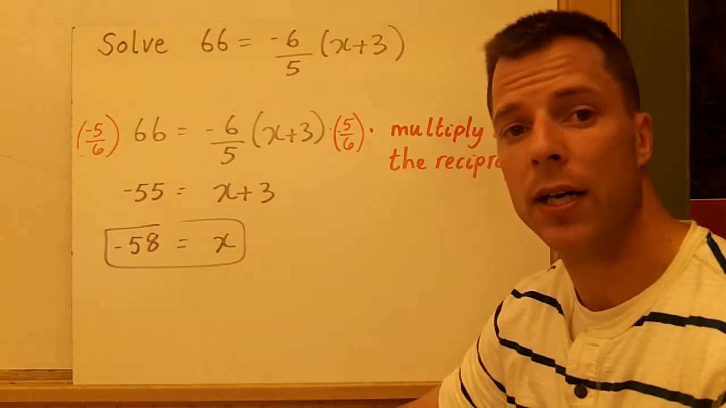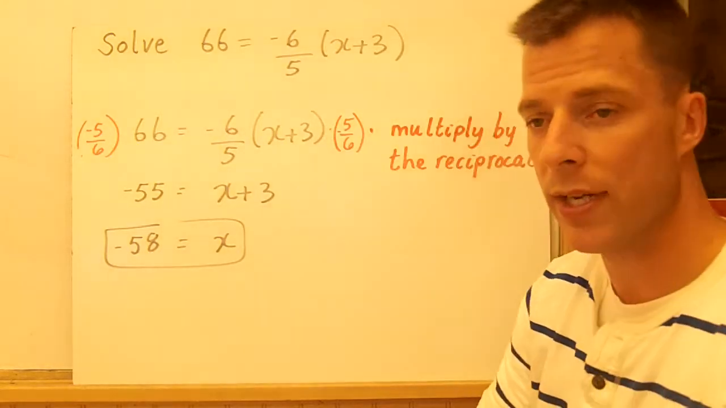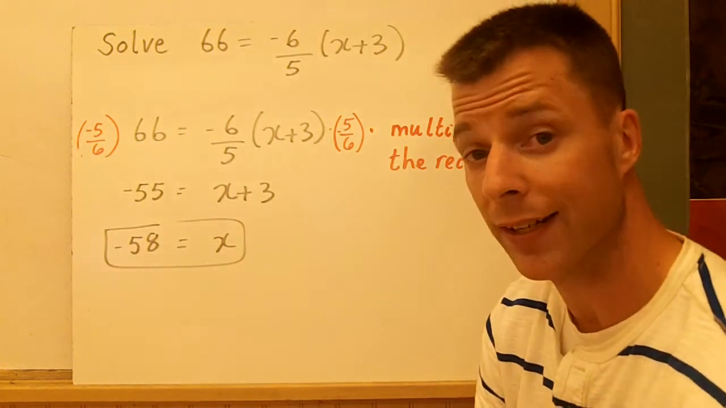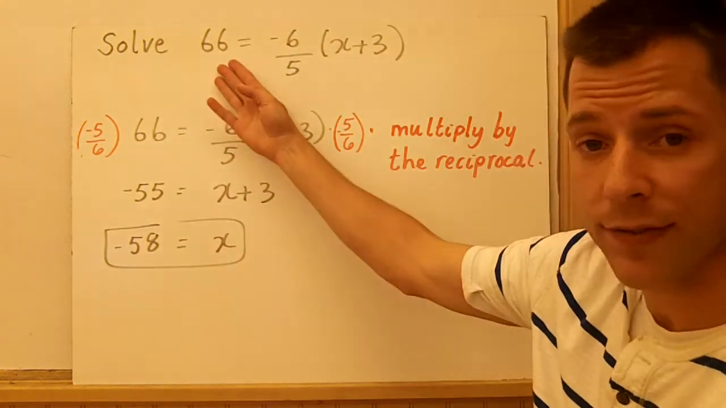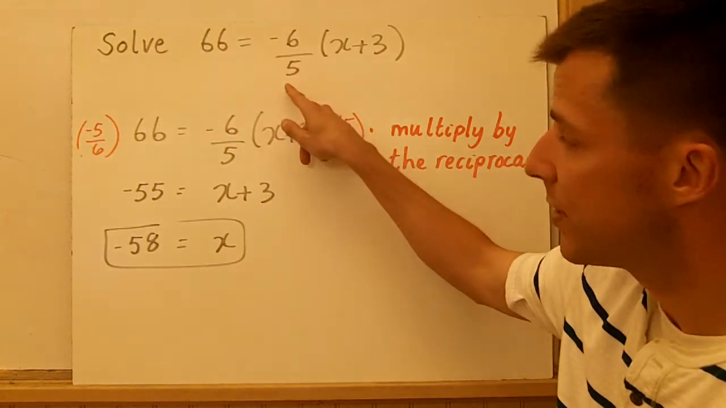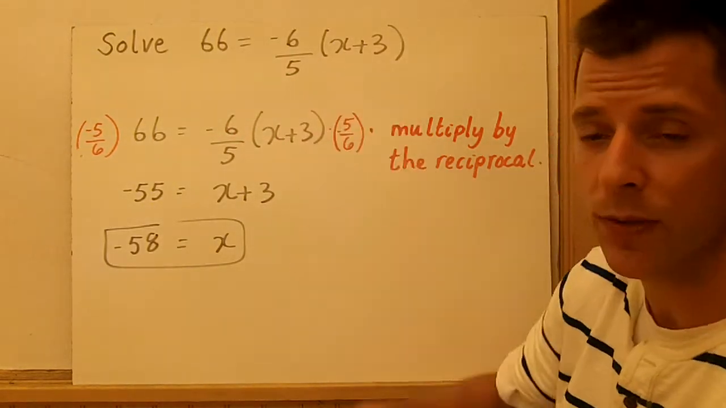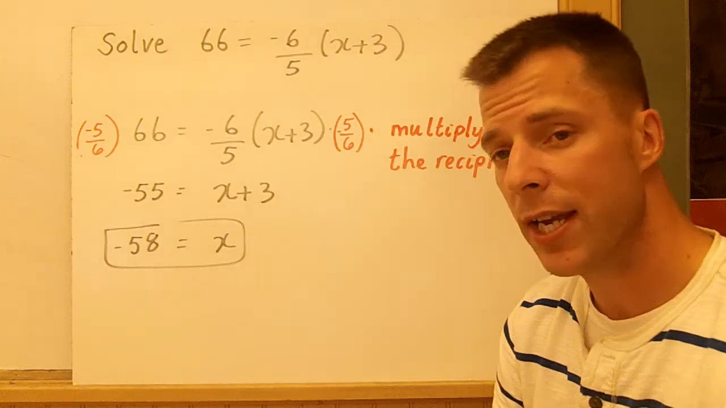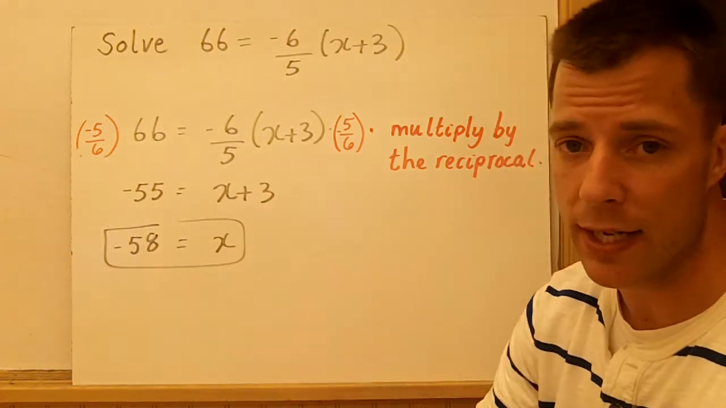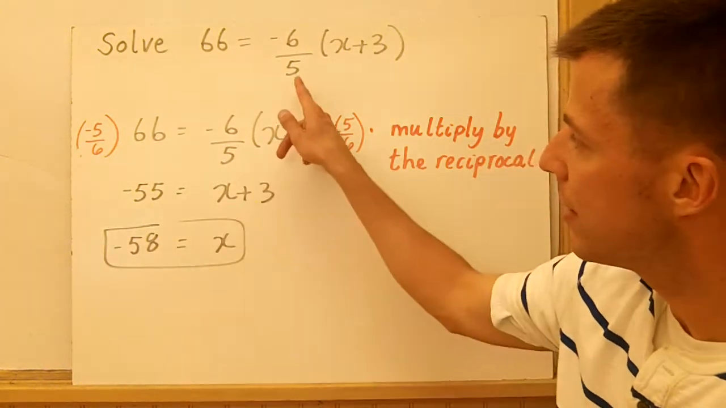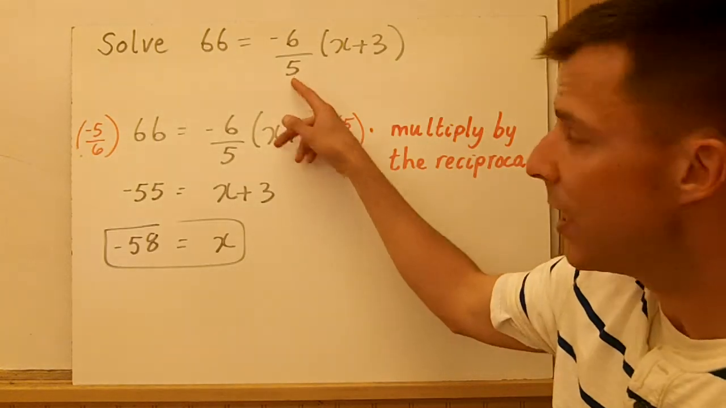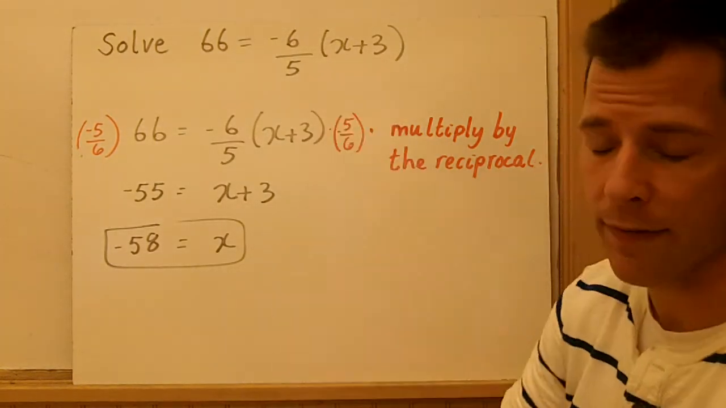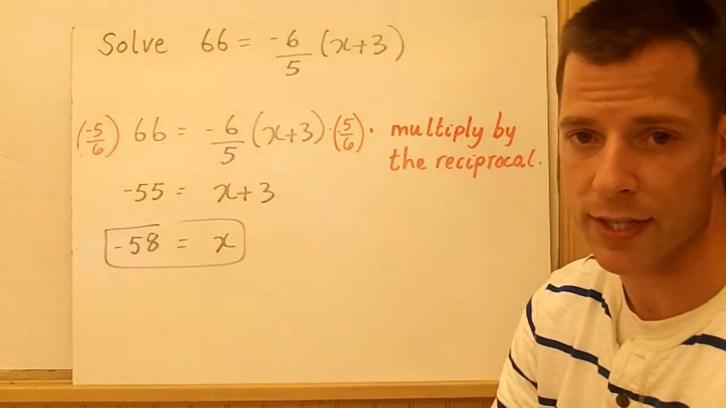Last example goes back to the first slide when I say always multiply or divide last. Now we're going to solve 66 equals -6/5 times this quantity x plus 3. Now in this case I'm not going to distribute as I did in the other two examples, because the number out front is a fraction and it's not going to simplify very easy. Okay, it's going to give us a decimal.